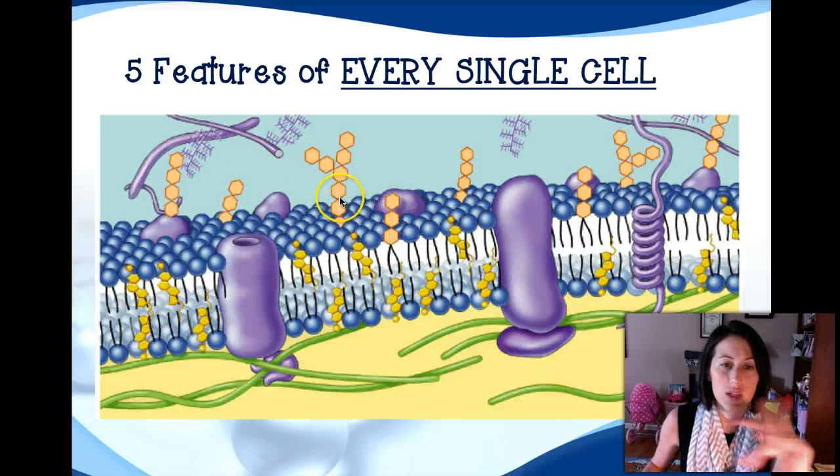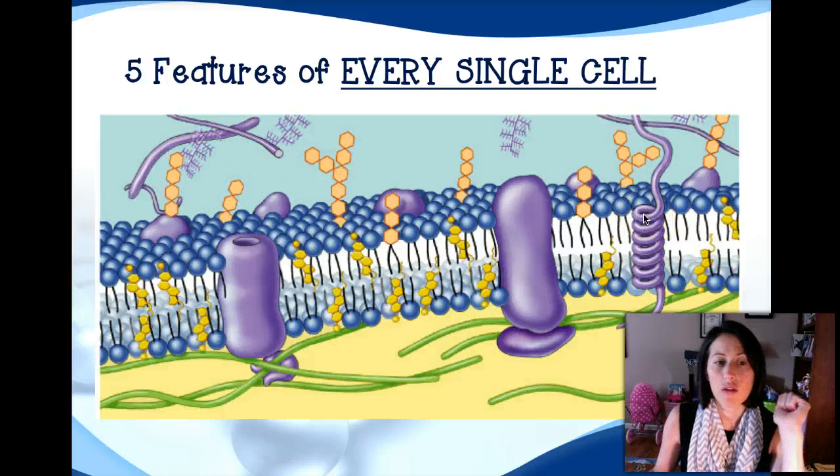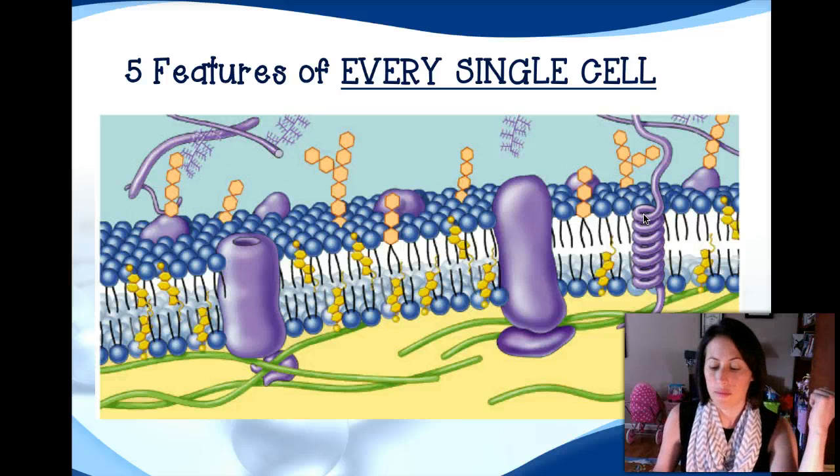There are some other things going on here. There's some carbohydrates sticking out. This is some cholesterol that's actually good. It's helping our cell membrane not fall apart. These big purple things, and we'll talk more about that in another video too, but these big purple things are proteins, and they either help communicate or they help other molecules move in and out of the cell easily, okay?